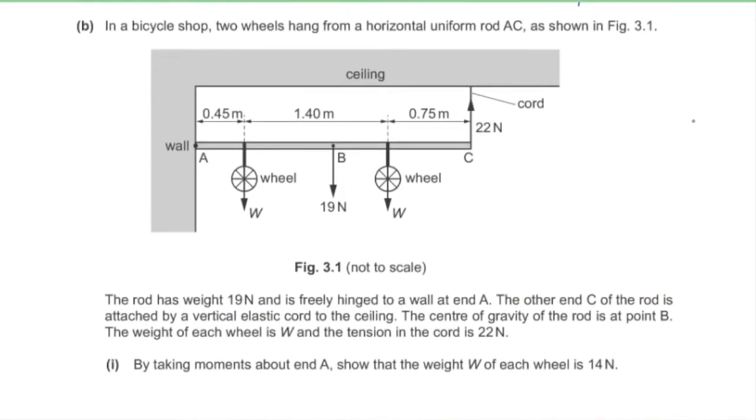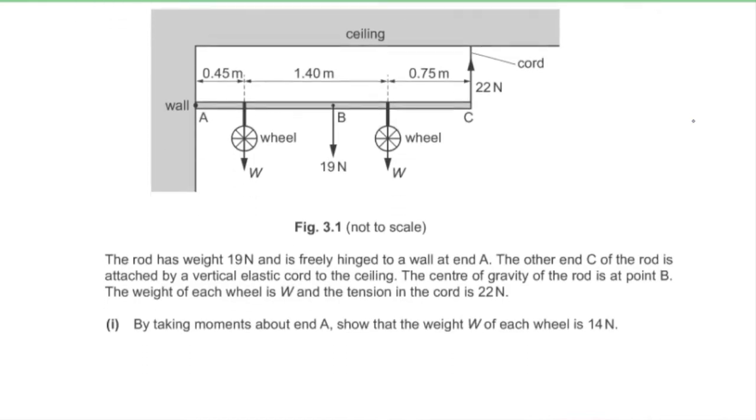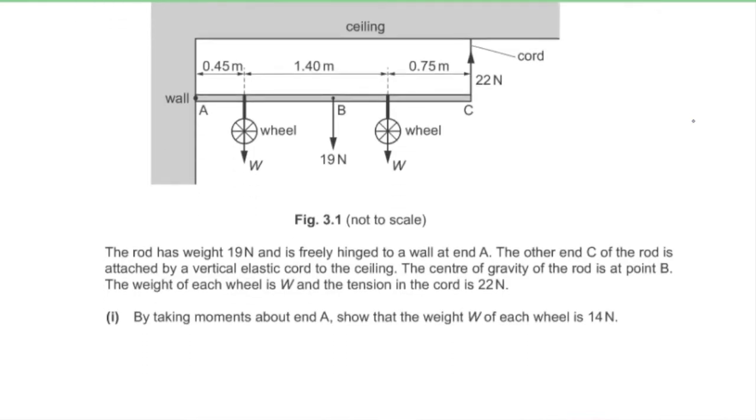Part B, in a bicycle shop, two wheels hang from a horizontal uniform rod AC, as shown in figure 3.1. The rod has weight 19 newtons and is freely hinged to a wall at end A. The other end, C, of the rod is attached by a vertical elastic cord to the ceiling. The center of gravity of the rod is at point B. The weight of each wheel is W, and the tension in the cord is 22 newtons. Part 1, by taking moments about A, show that the weight W of each wheel is 14 newtons.